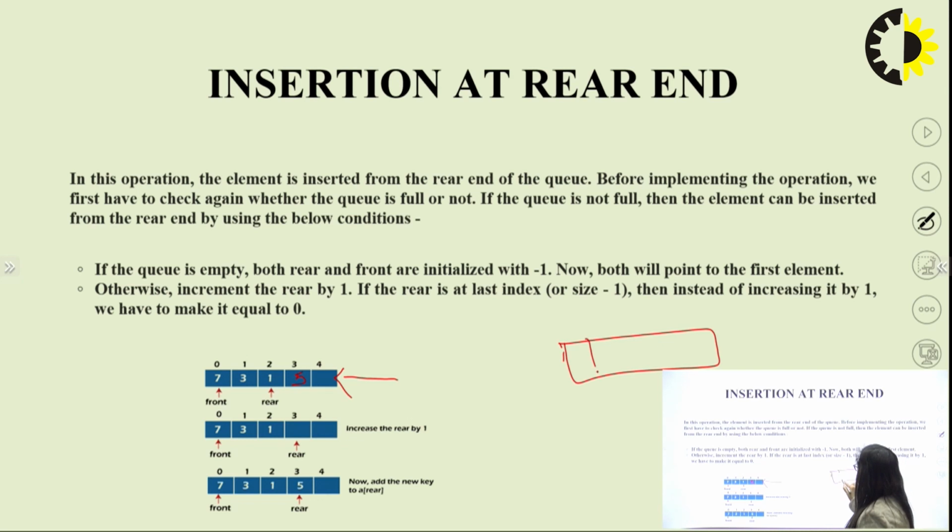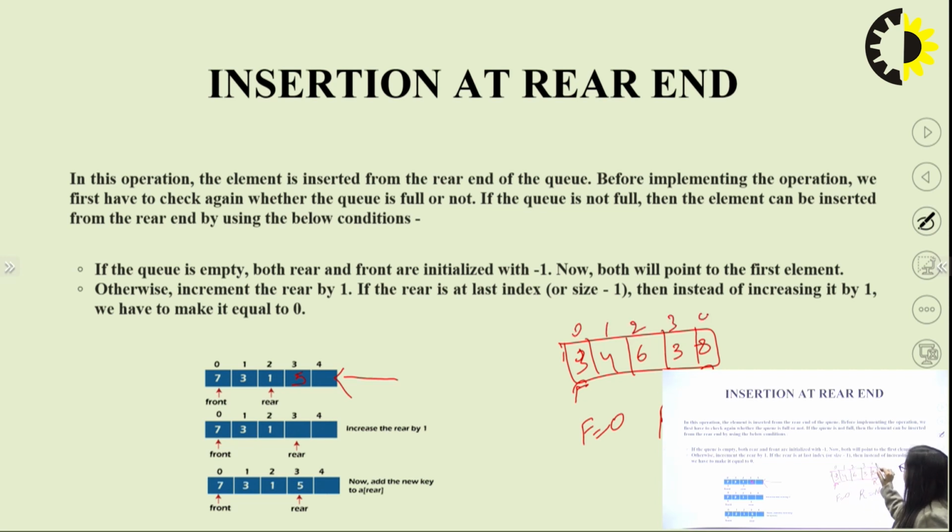Let's suppose we take an example, and now you want to insert. This is your front and this is your rear. The condition is: if front equal to 0 and rear equal to n minus 1, where n minus 1 is the indexing size, then you cannot insert any number into this array, this queue. And there is a second condition also.